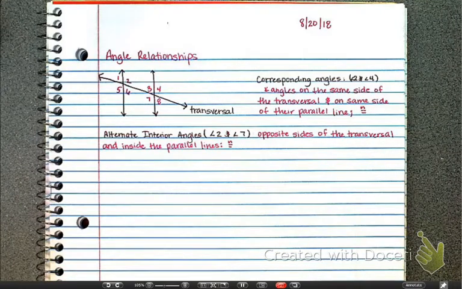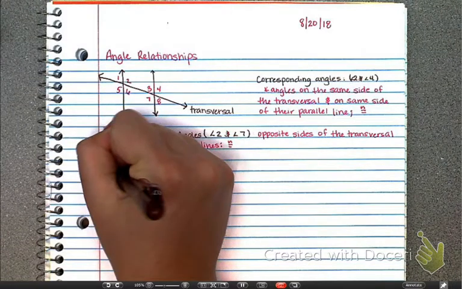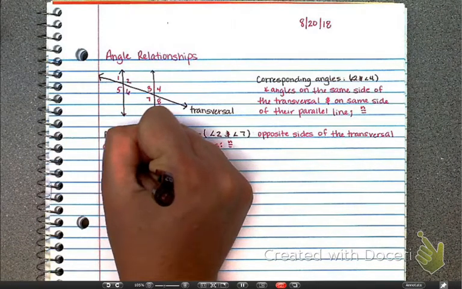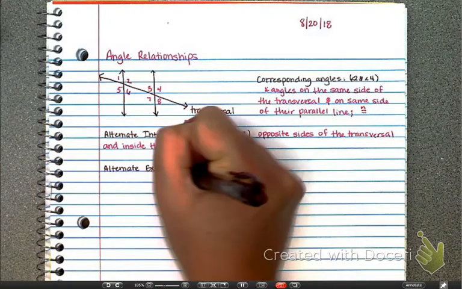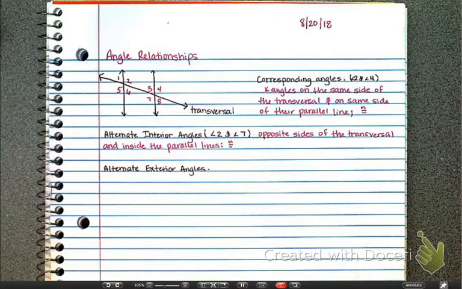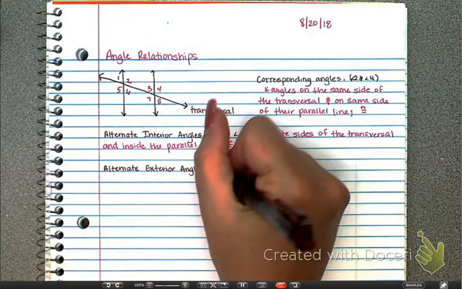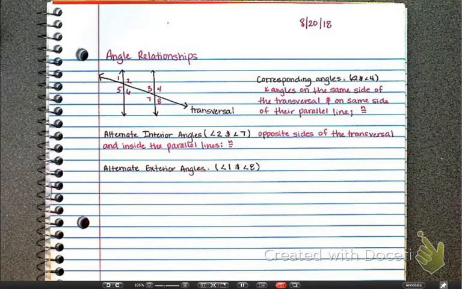What other types of angles do you remember? Alternate exterior angles. Do we have an example of alternate exterior angles? 1 and 8, okay. And when I'm writing down these examples, this is just one of potentially multiples. I'm just giving you one example of it.